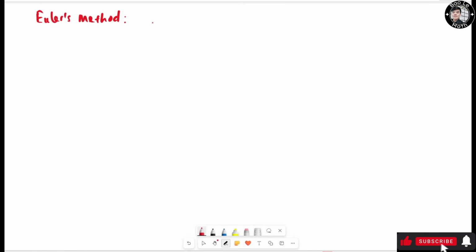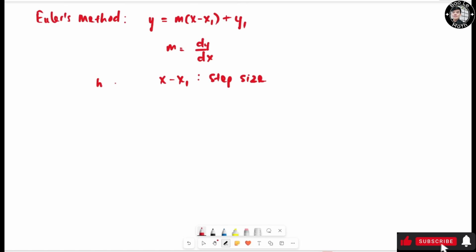Euler's method. Alright, so we're going to use the point slope form of the equation of a tangent line. y equals m times s minus s1 plus y1, right? Where m equals dy over ds and s minus s1 is the step size. Sometimes we're going to name the step size as h or delta s. y1 is the value of y the first time.